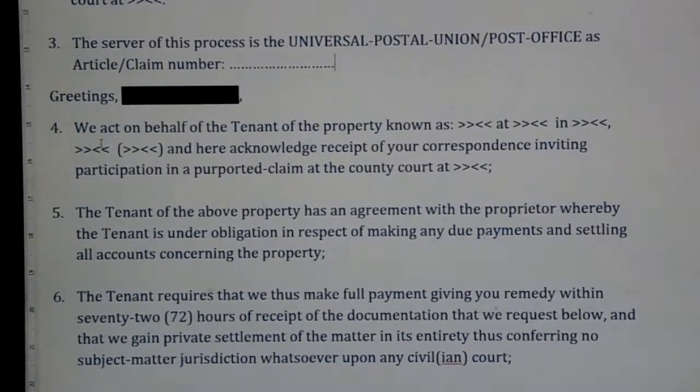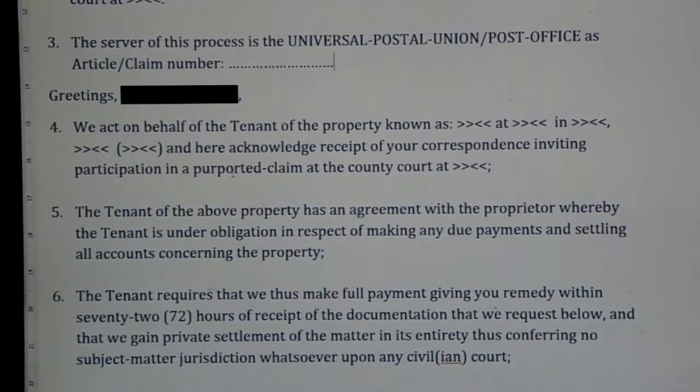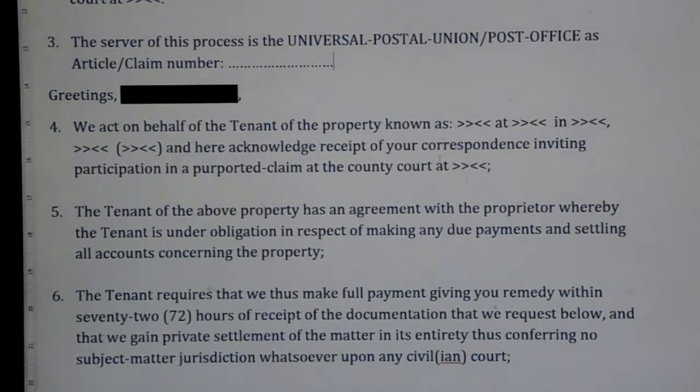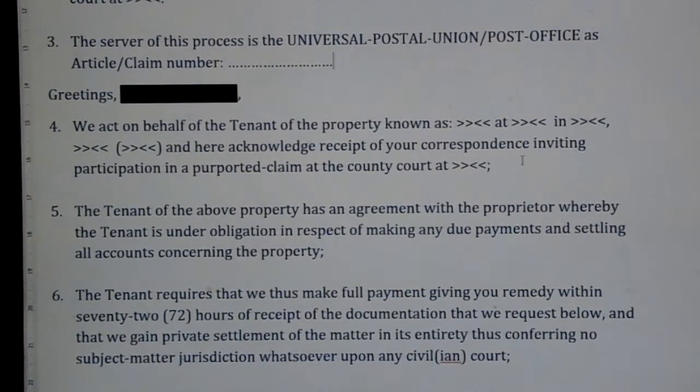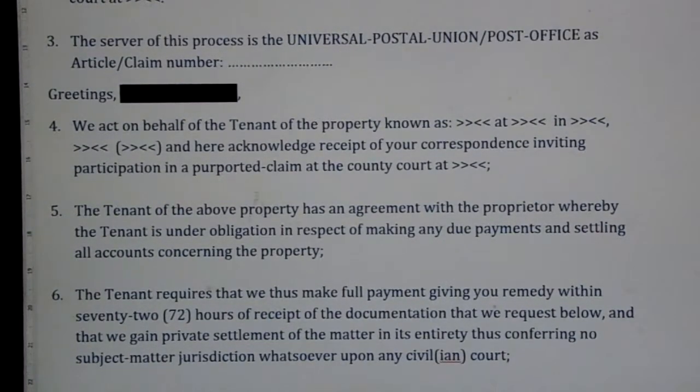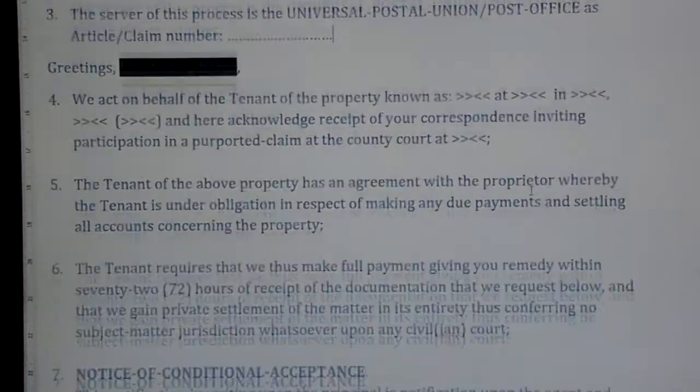So the advocacy wrote to them and said, we act on behalf of the tenant of the property known as, and they put their location there, blah blah blah, and we here acknowledge receipt of your correspondence. So that's their paper instrument, their item, commercial instrument. Oh, this was inviting participation in a purported claim at the court. So this was, come over for a hearing, a possession hearing.